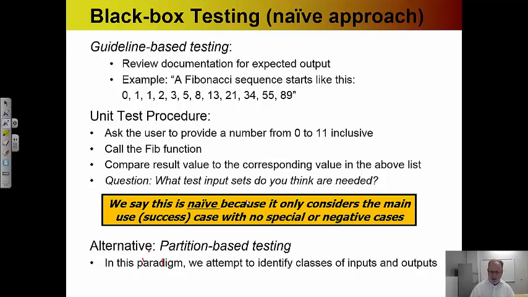So you may read that documentation and say, I need to come up with a procedure that looks like this. Ask the user to provide a number from 0 to 11 inclusive. Why 11? There are 12 values there, so I'm going to do from 0 to 11. That has 12 values. I'll call the fib function on each one of those 12 values, and I'll compare the result value to the corresponding value in the list.